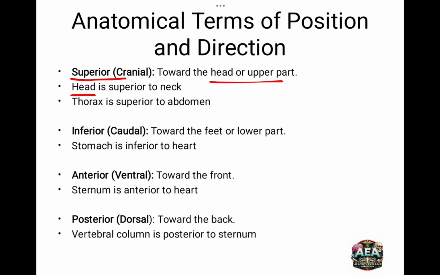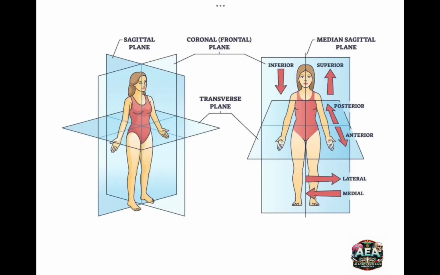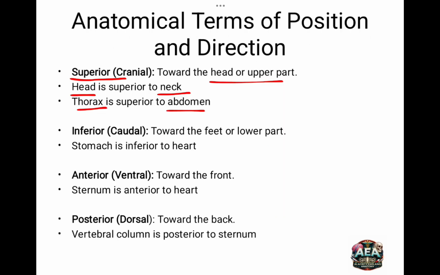Your head is superior to your neck. It's at the upper part of your neck. Your thorax is superior to your what? To the abdomen. That is superior. That's what we refer to as superior. Then you have inferior or caudal, which is towards the feet or the lower part. Your stomach is inferior to the heart.